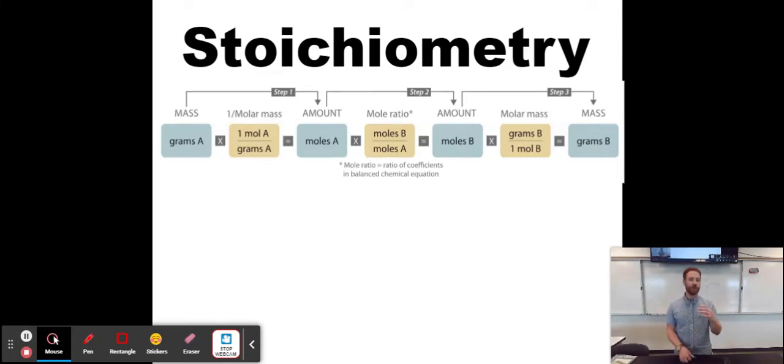We are continuing with our unit on stoichiometry, but we're actually ready now to start using some stoichiometry. Now that we know how to balance equations properly, we're ready for the next step.